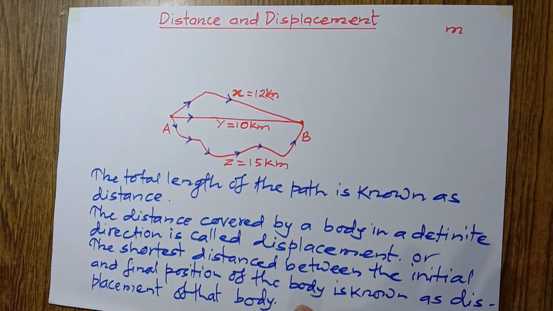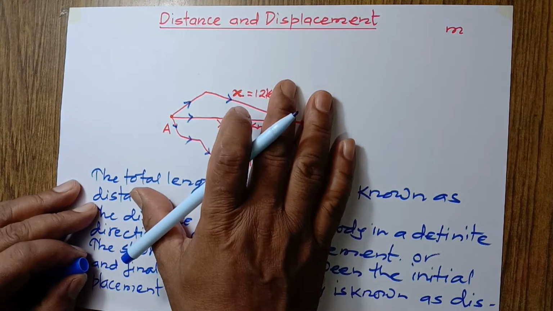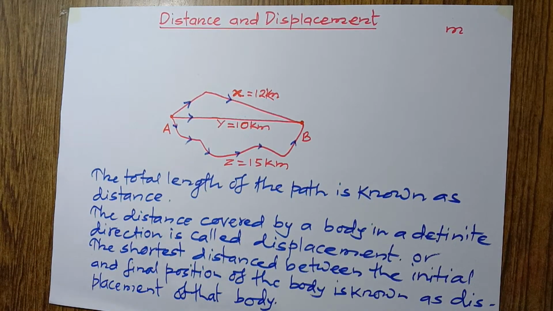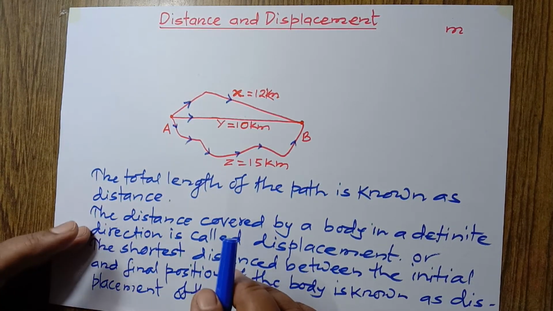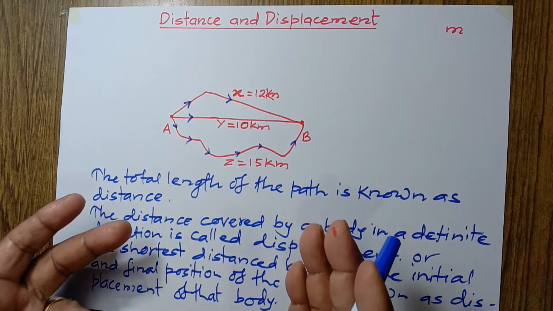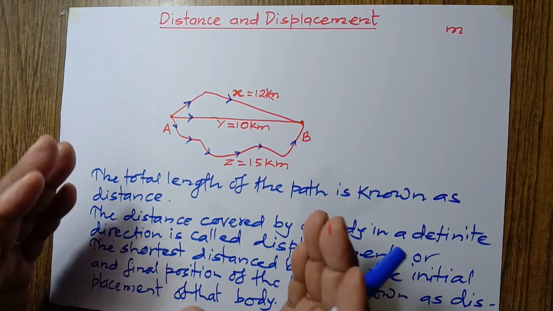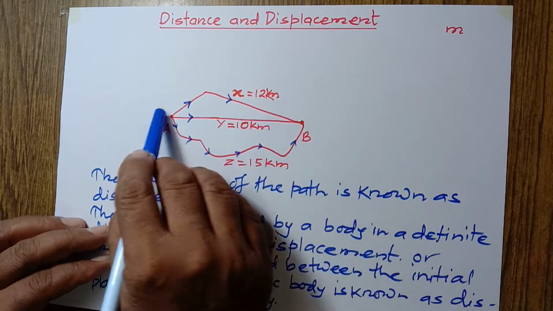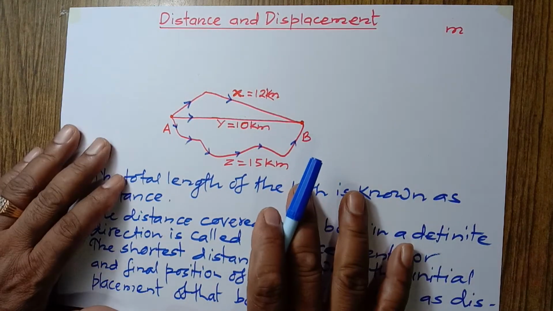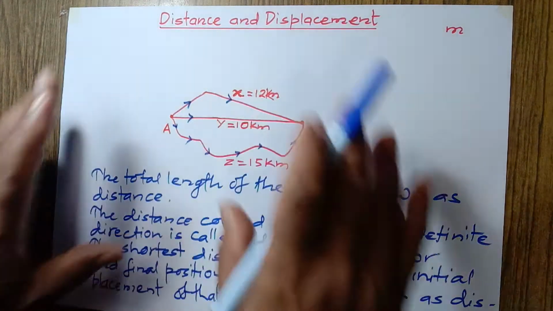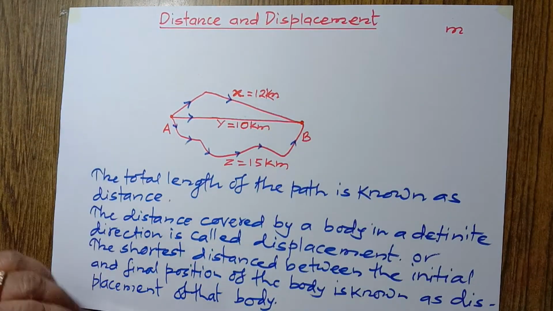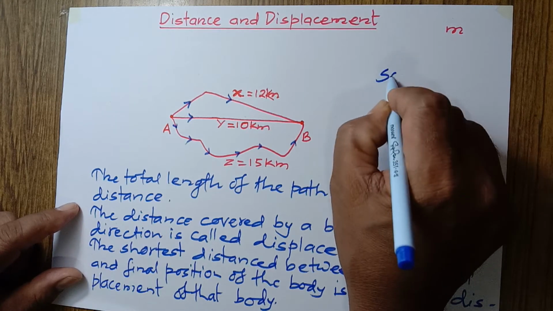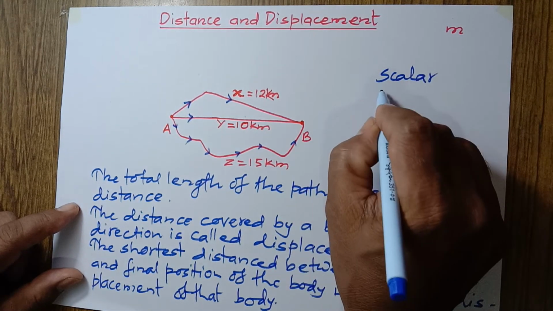Look at this, it is very clear now. Distance doesn't have any relation with direction. The length of the path covered by a body is the distance covered by that body. But the distance covered in a definite direction is displacement, or the shortest distance between the initial and final position of the body is displacement. If you want to differentiate them, then we have to understand another point also. There are two terms called scalar and vector.